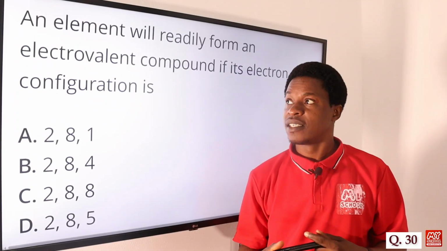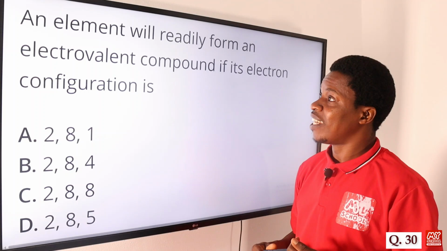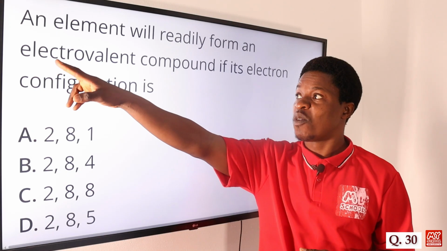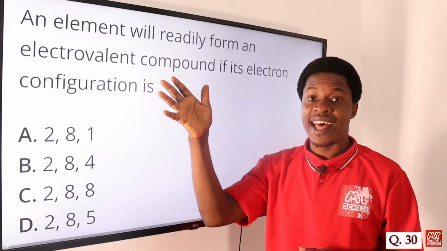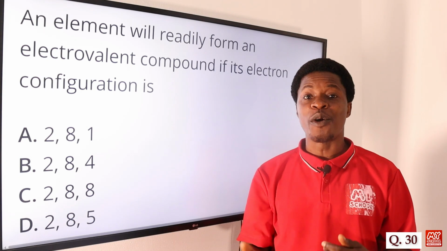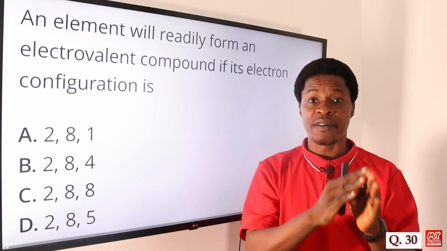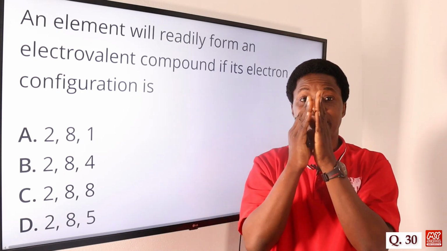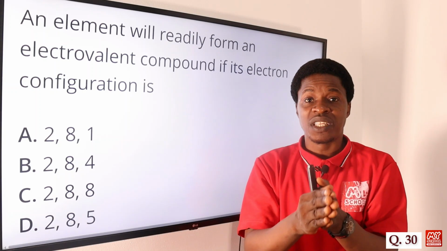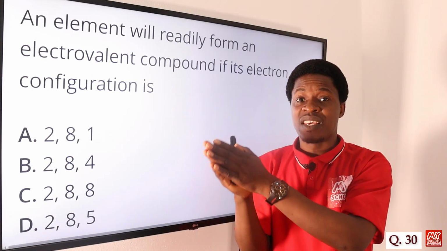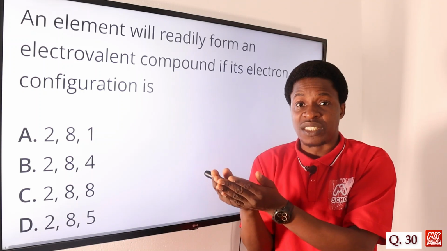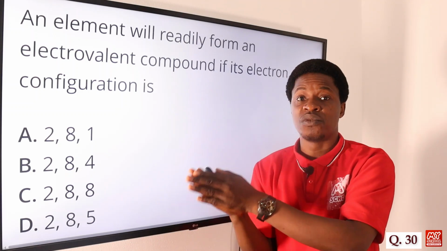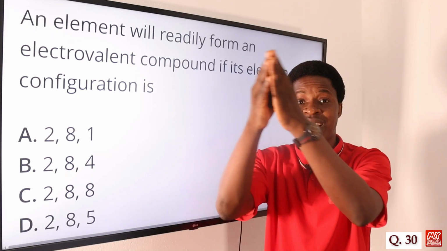Question number 30. An element will readily form an electrovalent compound if its electron configuration is what? First, we must know what electrovalent compounds are. Electrovalent compounds are compounds that are formed when there is transfer of electrons, usually from the metals to the non-metals. The metals usually are electron rich, so they will always donate electrons to the atoms of elements that are deficient of electrons. So they are rich in electrons, they can give out easily to the non-metal. Usually transfer of electrons from metals to non-metals.